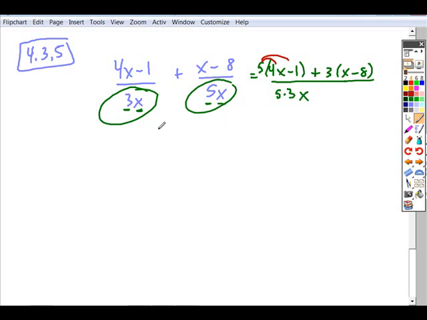So 5 times 4x, you get 20x minus 5. 3 times x minus 8, you get 3x and a negative 24. When you combine your terms here, you get your net of 23x minus 29.